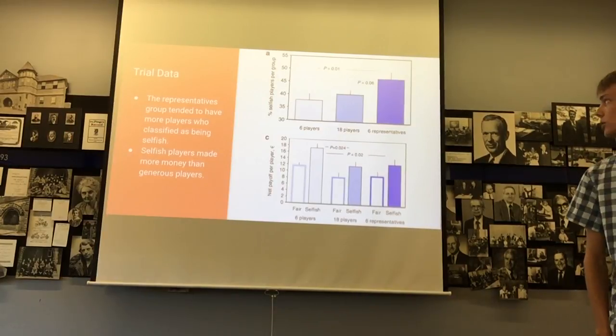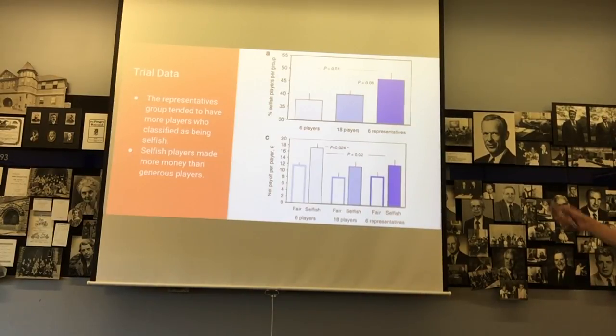Okay, so in the chart at the top here, they're basically showing the number of selfish players per group. And the way they quantified a selfish player was if they gave less than their fair share, or less than half of what they were given. So if all participants were given 40 euros, basically if a player gave less than 20 euros, they were considered to be selfish.